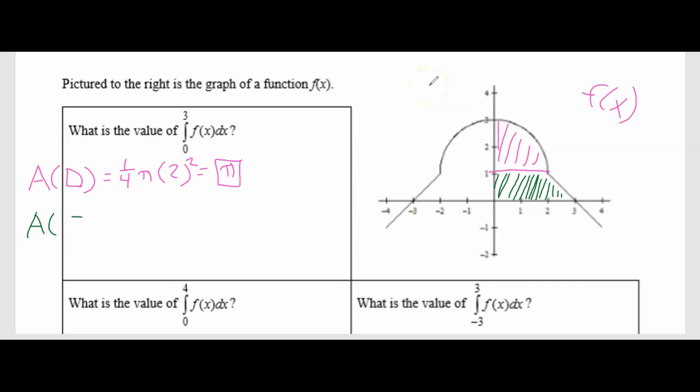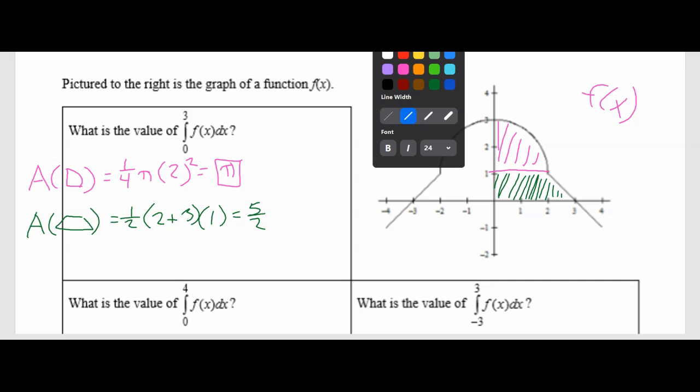Area of the trapezoid, that's equal to 1/2 times the sum of the bases, bases being the horizontal segments. So my bases are 2 and 3, and my height of the trapezoid is 1. So this ends up just giving me 5/2, or 2.5.